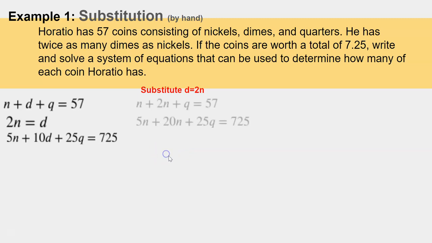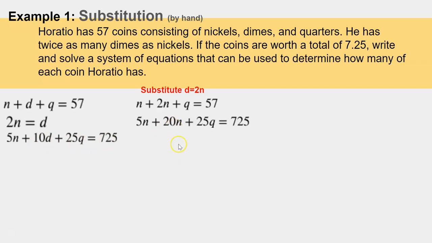So if I substitute 2n for D, then all of a sudden I got n plus 2n plus q is 57 for equation number 1, and equation number 2 becomes 5n plus 20n plus 25q. So the D's are eliminated because I substituted them. Note that when you have 10 times D, that's the same as 10 times 2n. 10 times 2n is 20n. That's where that came from.